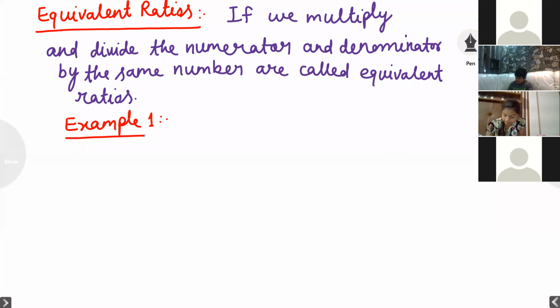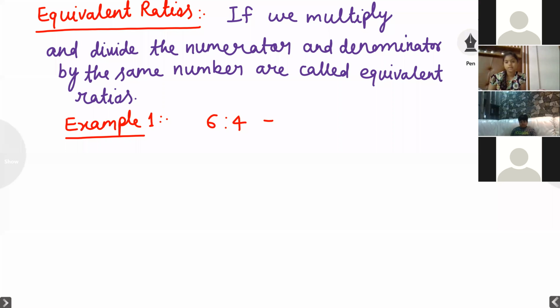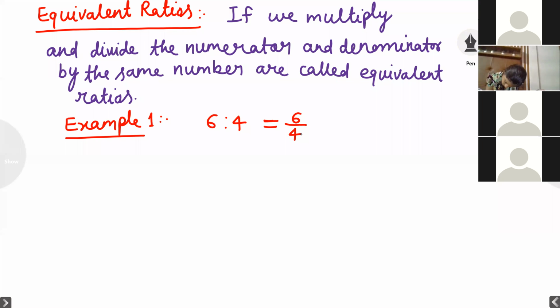Suppose first example I am writing, listen carefully students. First example I am writing 6:4. This is one dot up, one dot down. Already yesterday I explained this is the ratio symbol. Now ratio firstly I need to convert into fraction form, 6/4. Can we simplify this? Yes, we can simplify. 2 3s are 6, 2 2s are 4. 3/2 is equal to 3:2.